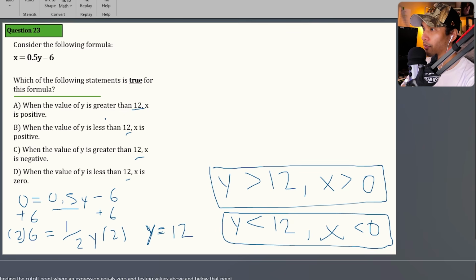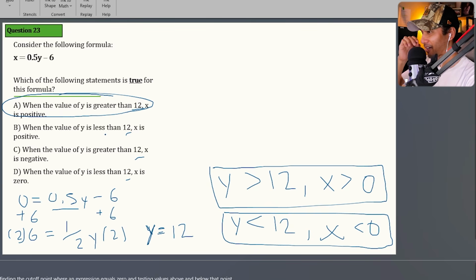So these are what we're going to work with to test these statements. When the value of y is greater than 12, x is positive. And there we go, winner, winner, chicken dinner. It is A. But for the sake of the video, let's test all the statements. When the value of y is less than 12, x is positive. We proved that when it's less than 12, it is not positive, it's negative. When you have inequalities like this, greater than 0 means positive numbers, and less than 0 means negative.